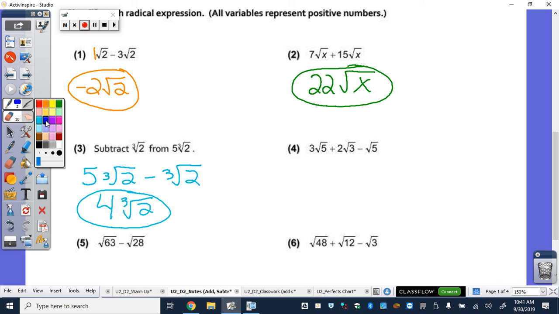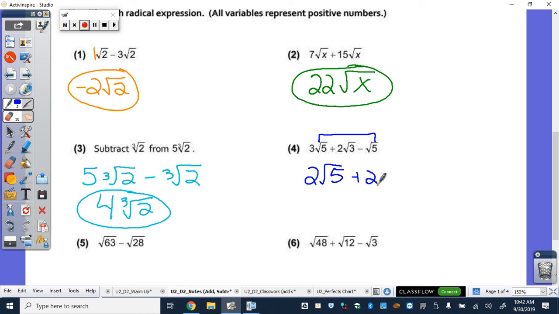So for number 4, what can we actually combine there? The 3 radical 5 and the minus 1 radical 5, because those are the only ones that are like radicals. So 3 minus 1 gives me 2 radical 5. And then the plus 2 radical 3 just kind of tags along at the end, because again, they're not the same, so you can't add those ones.